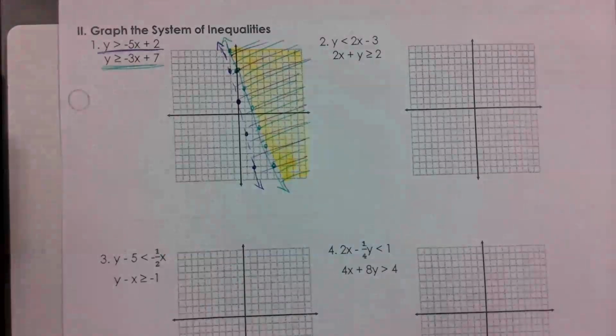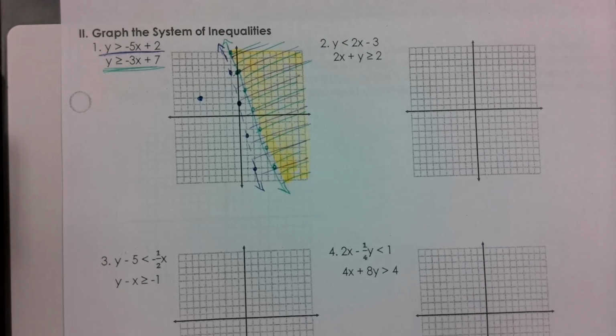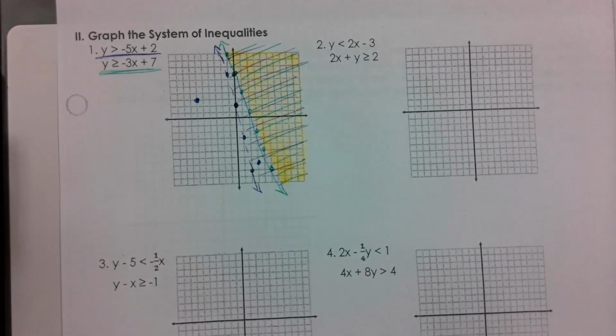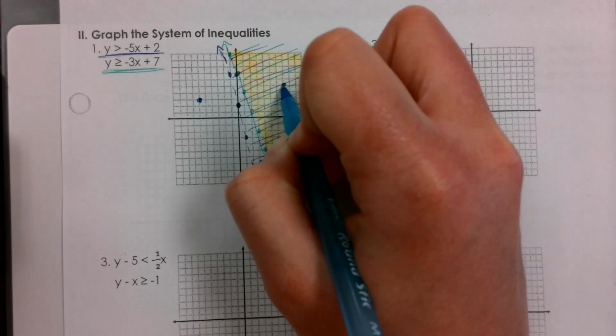So again, anytime you've got a system of inequalities, your solution set is where they overlap, where we've got both colors going on. So if we had a point that was way out here, would that be part of your solution? What if we have a point in here? Why not? It's not where both colors are, so this point wouldn't work. What if we had a point up here? That would work because it's where both colors are.